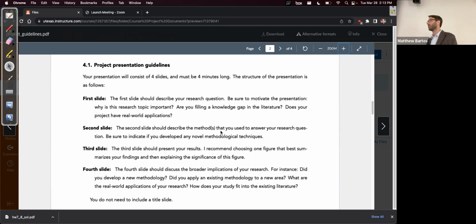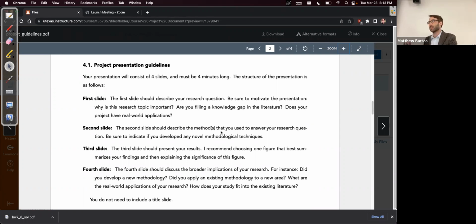Or if you're looking at a control problem, it might be an image just displaying what the control performance is, how well are you able to achieve your objective using your new control algorithm or something like that. Okay, so basically, I would recommend doing one figure, explaining your results and their significance.